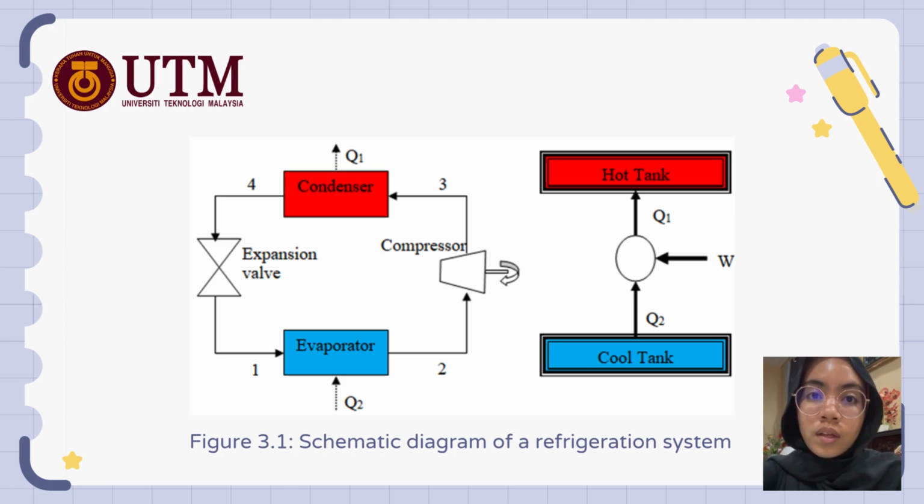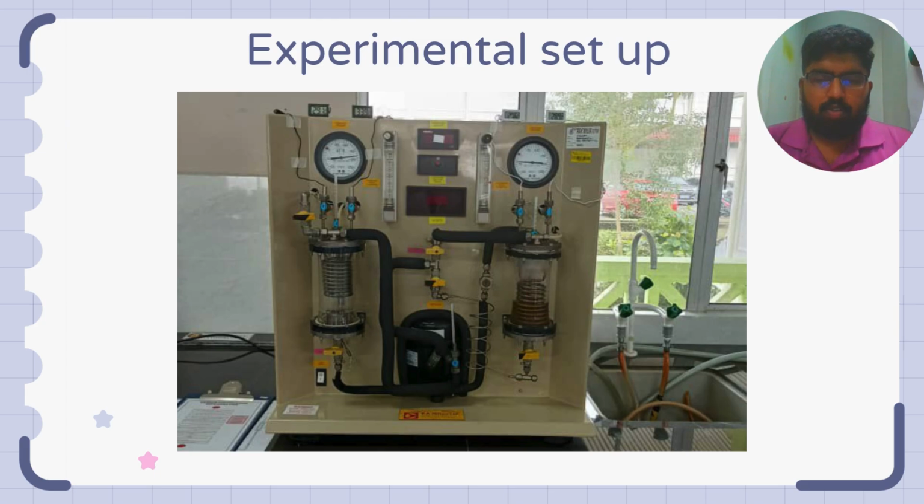So in the next picture, you can see that there are two tanks, which are the hot tank and the cool tank, and it is supplied by W, which is work. So for our experimental setup, we've got all our apparatus shown. All their functions and the related steps will be explained in our methodology.